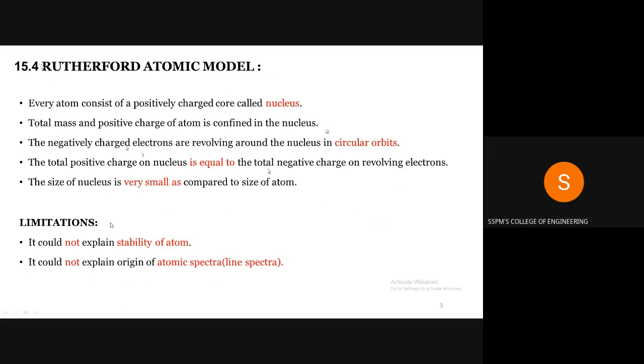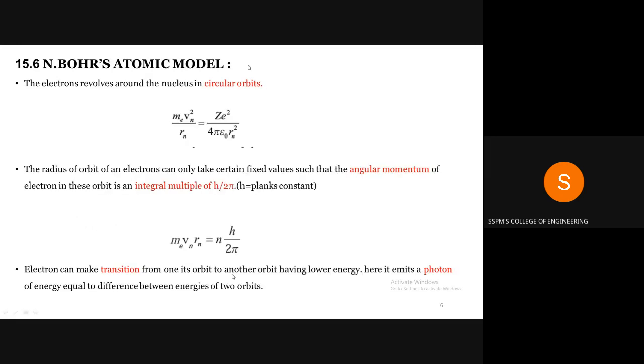Then why has the development taken place? In order to define the structure of the atom, he put forward these particular observations and research. But some limitations are occurring. It could not explain the stability of the atom. It could not explain the origin of spectral lines. And that's why Bohr's atomic model was born.